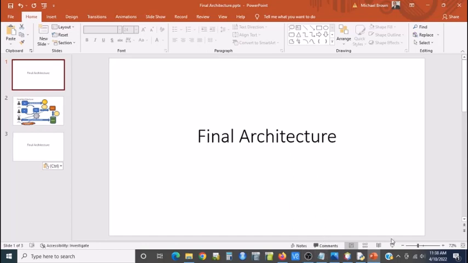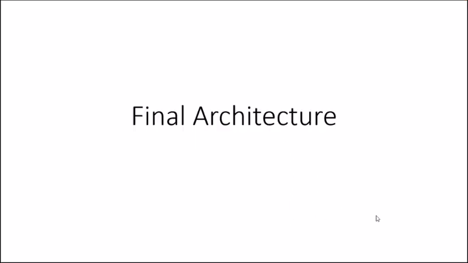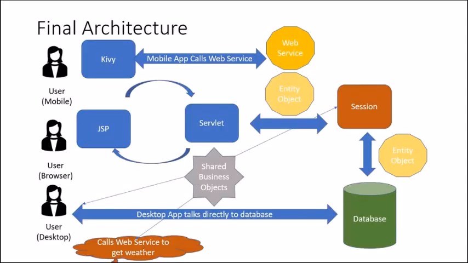Now let's take a quick look at the final architecture. So this is all of the pieces all put together, and it looks a little messy, but we start here in the middle. That's what we began with. We had a user with a browser, and they interacted with the system through JSPs and servlets. We had session and entity objects that interfaced with the database.